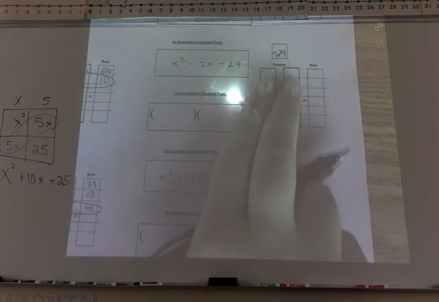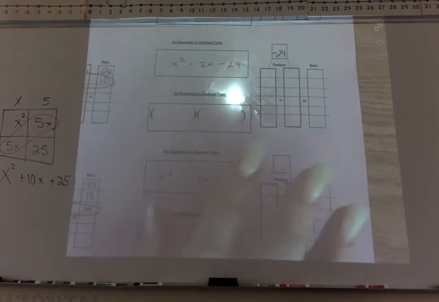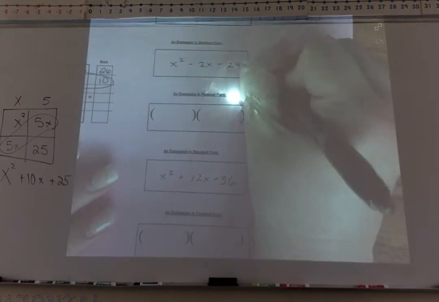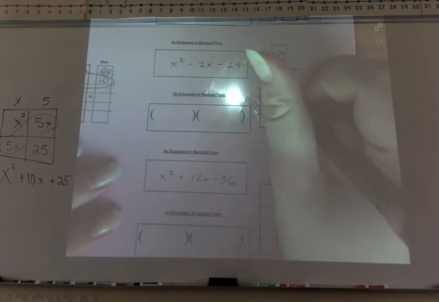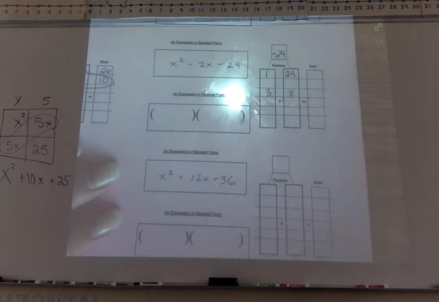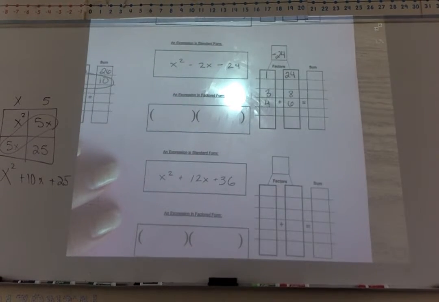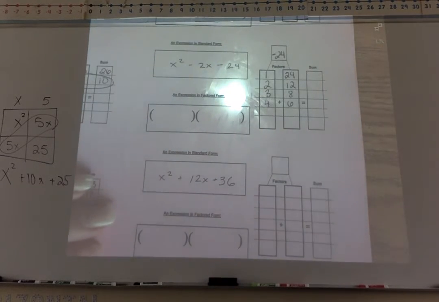However, when I make this list, I'm not going to write any negatives right off the bat because you don't know which number is going to be the negative. So we have 1 and 24, obviously. What else multiplies to make 24? 3 and 8. What else? 4 and 6. What else? 6 and 4. 2 and 12. I think that's it. Right.